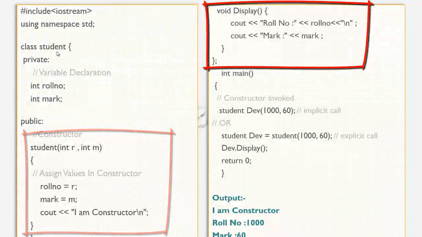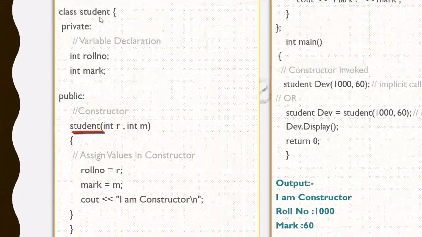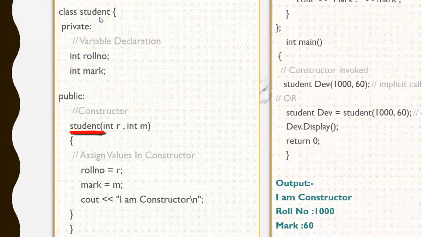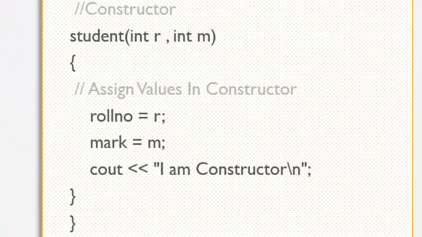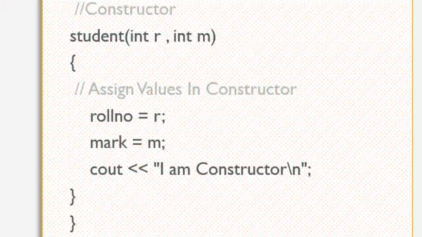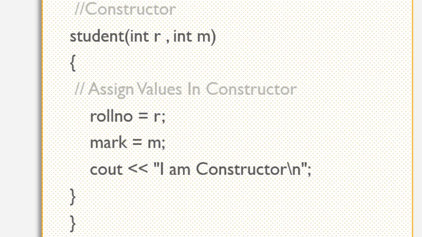The student is a constructor. Look at the name of this constructor. The student, it is same as the class name. And also the student constructor doesn't return anything. And look at the parentheses. Two parameters are used in this constructor. They are R and M. Both are of type integer. The values that this R and M received are assigned to the roll number and mark. And also a cout statement is given in this constructor saying I am constructor.